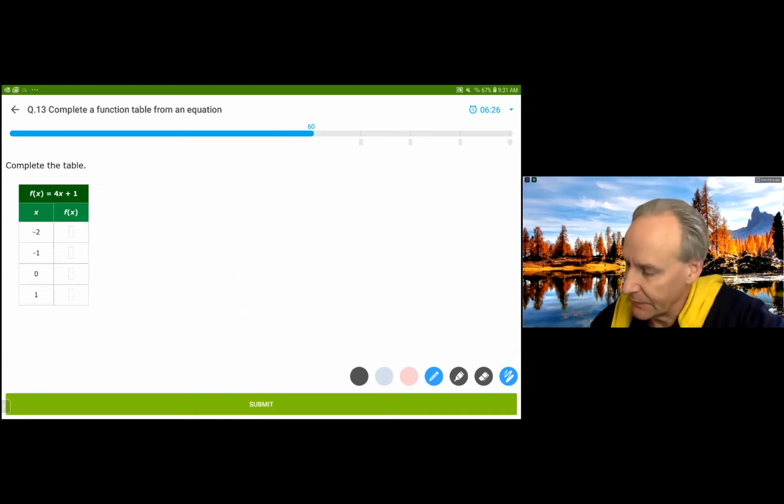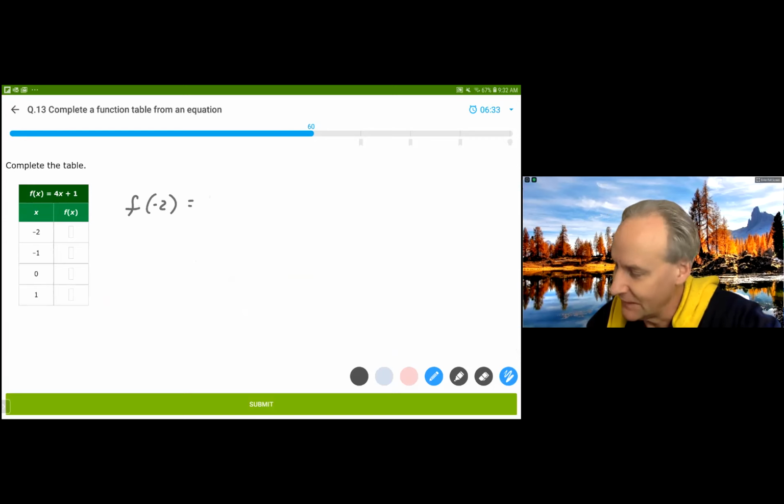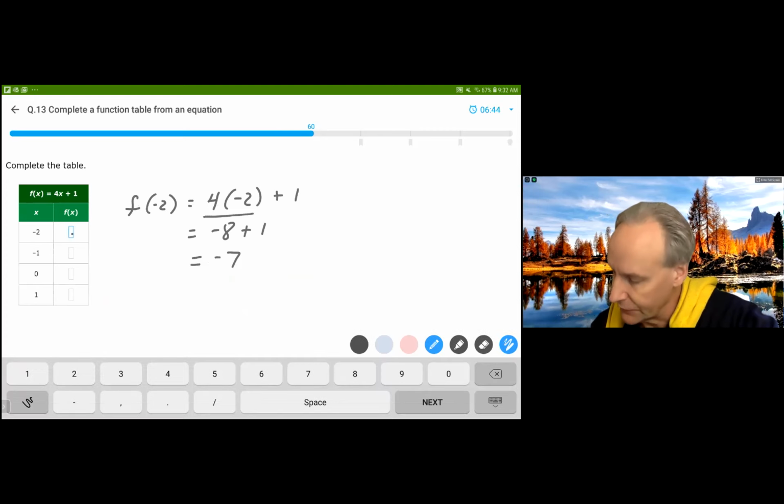All right, now we're multiplying by 4 and adding 1. So I'll just do the first one, -2. It's equal to 4 times -2 plus 1. You do have to multiply before you add, so that's -8 plus 1, which gives us our -7. So our first one is -7. Now our next one is going to be 4 times -1 plus 1, which is -4 plus 1, which gives us -3, doesn't it?